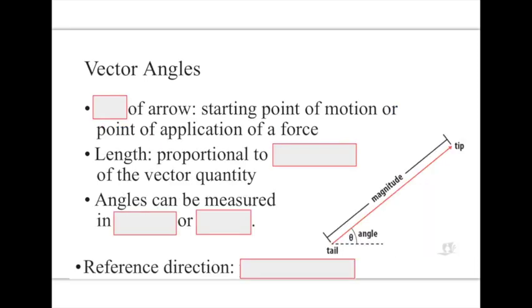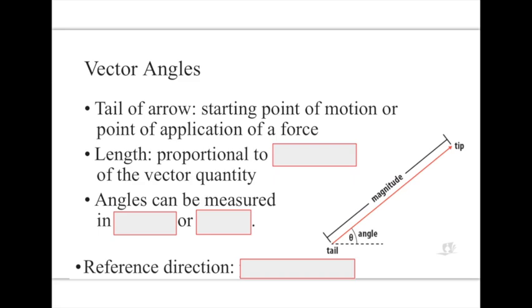Vector angles. All right. So when we are looking at vectors in general, we have a couple of things that we want to talk about. We have the tail, okay? The tail of the vector is the starting point, all right? So the tail of the vector should not have an arrow on it. The tail of the vector tells you where you are starting from, all right?